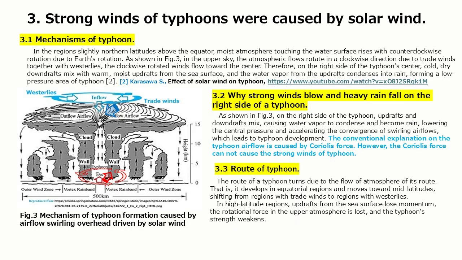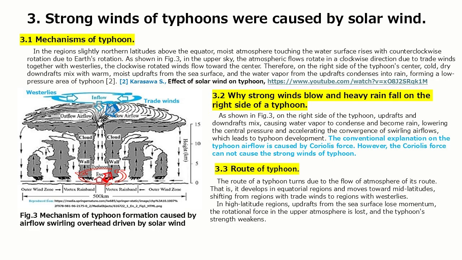Why do strong winds blow and heavy rain fall on the right side of a typhoon? As shown in Fig. 3, on the right side of the typhoon, updrafts and downdrafts mix, causing water vapor to condense and become rain, lowering the central pressure and accelerating the convergence of swirling airflows, which leads to typhoon development. The conventional explanation is that the typhoon airflow is caused by Coriolis force. However, the Coriolis force cannot cause the strong winds of typhoon.